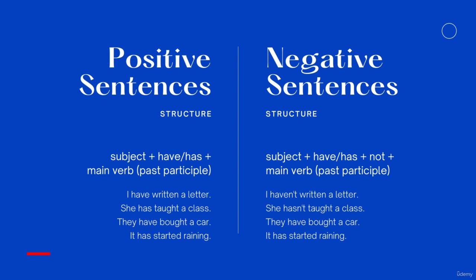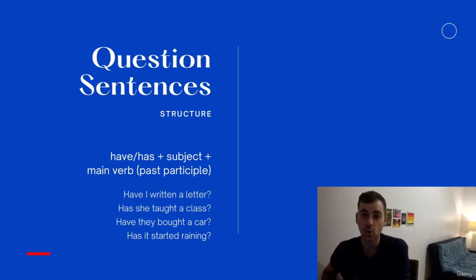For negative sentences, it is subject, have or has, plus not, plus the main verb, still in the past participle. I haven't written a letter. She hasn't taught a class. They haven't bought a car. It hasn't started raining.